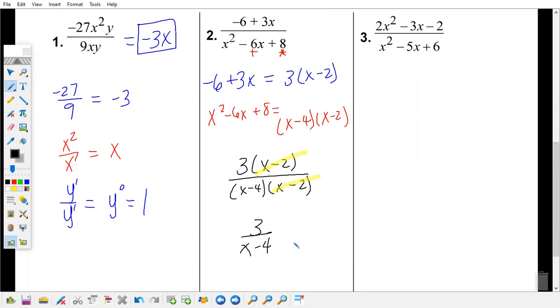Now step 4 is state the restriction. Restrictions is saying what would make the denominator equal to 0. So what is my restriction? X cannot equal what? It can't equal positive 4 because 4 minus 4 is 0. So this would be my answer. So we factored, wrote everything as multiples of factors, we simplified, and we stated our restriction. How do we do? Doable? All right, so let's do another one.